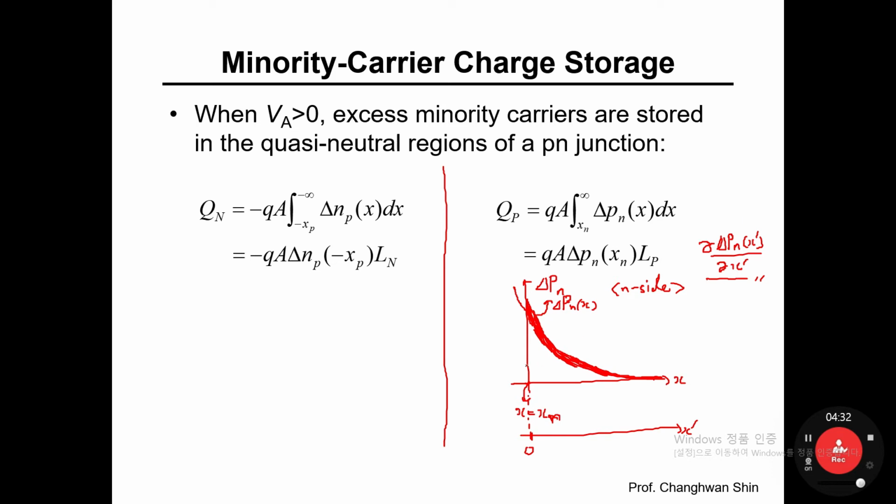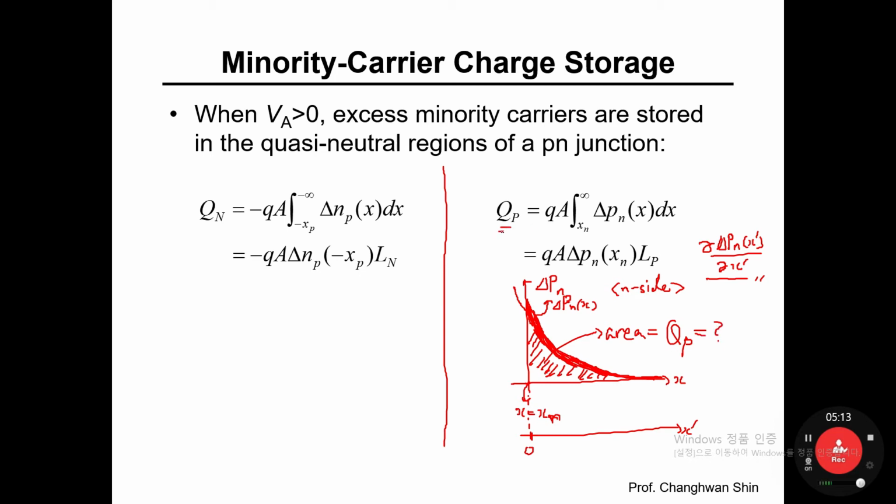However, herein we're going to use the minority carrier charge storage. So how many excess carriers are well kept in the n-side quasi-neutral region? For that purpose, we should estimate the area under this curve. The physical meaning of this area is the total number of holes kept or stored in the n-side quasi-neutral region. So how to estimate it?